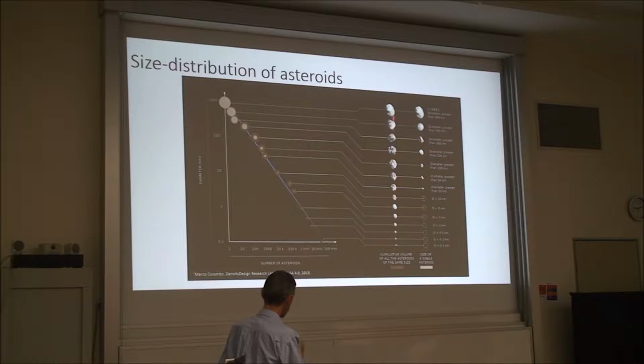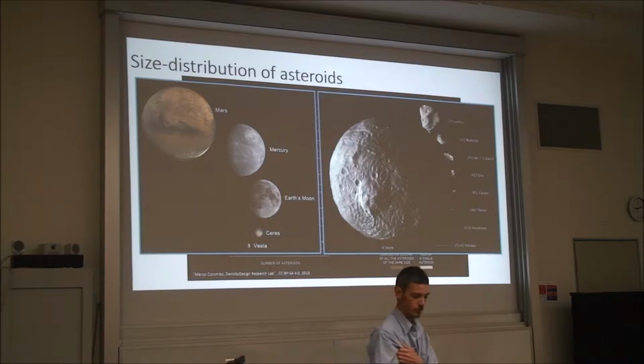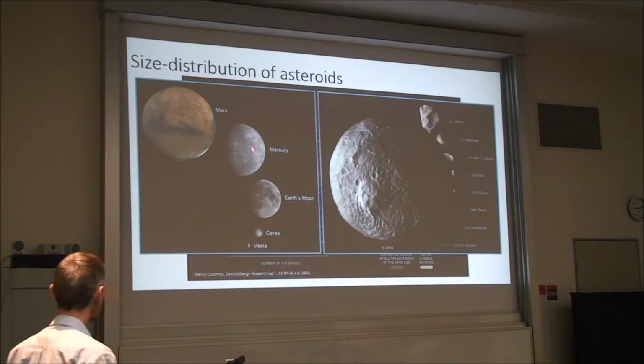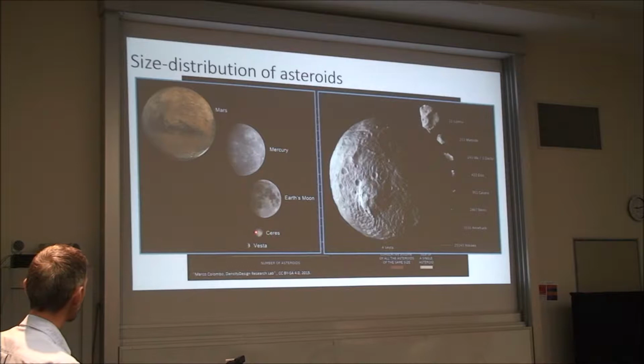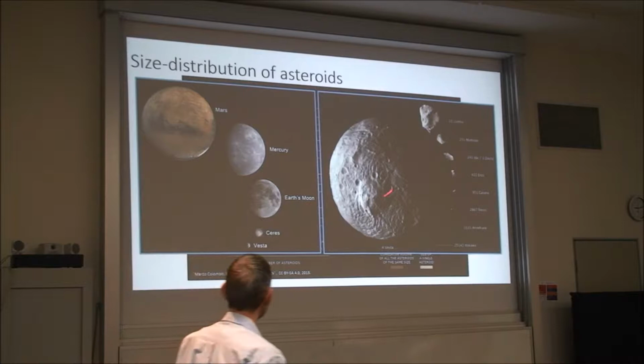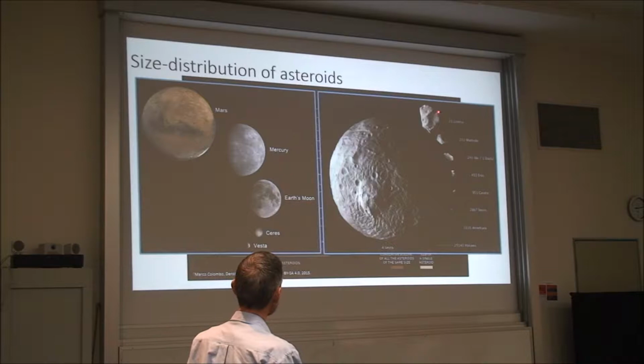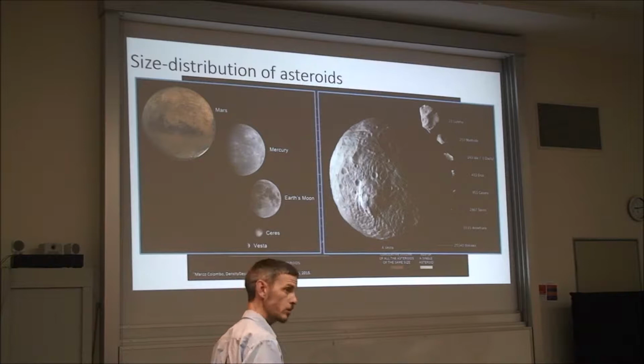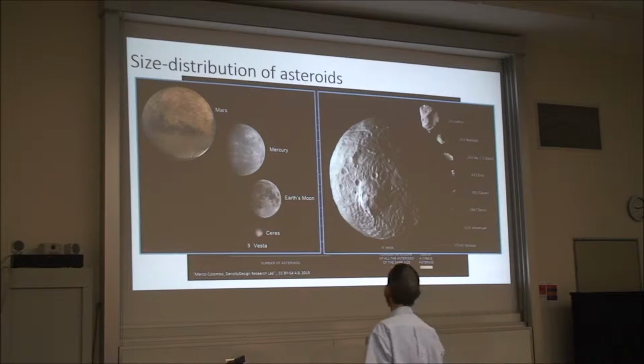Another way of looking at it is to compare it to some other bodies that we might be familiar with. So here's Mars and Mercury and Earth's moon. And then here's Ceres, which is about 900 kilometers in diameter, and Vesta, which is the next largest at around 500 kilometers in diameter. Here's Vesta again with some of the smaller ones. You can see some irregular shapes, some dumbbell type shapes here, contact binaries. And there's a tiny dot down there that you can't really see, which is Itokawa, the rubble pile asteroid I showed you the image of before.